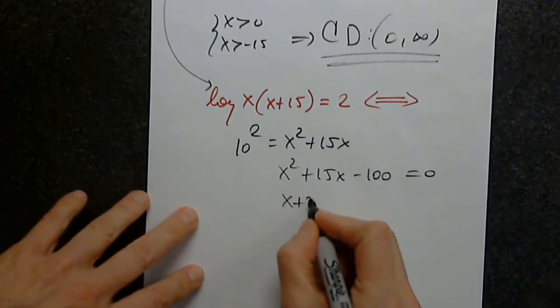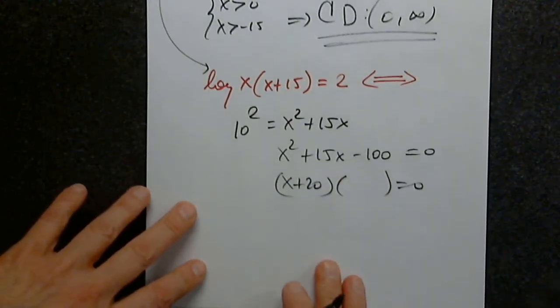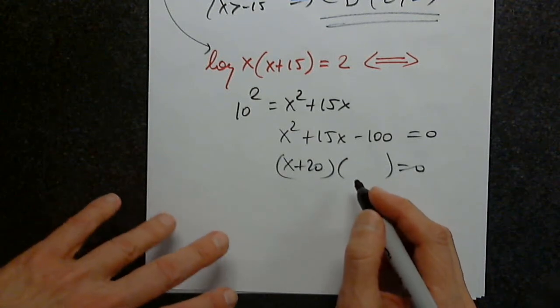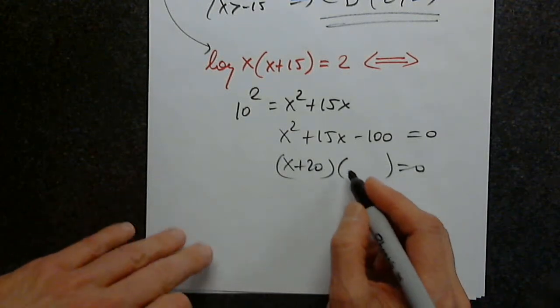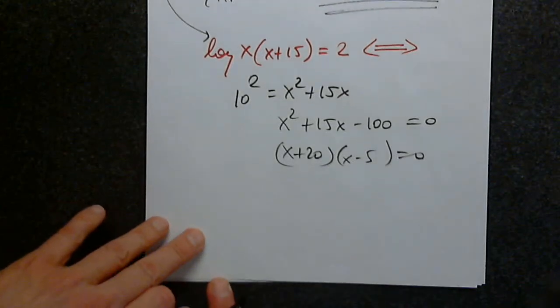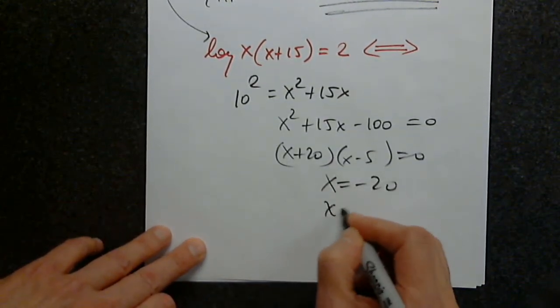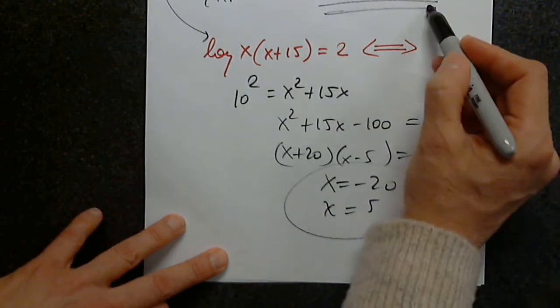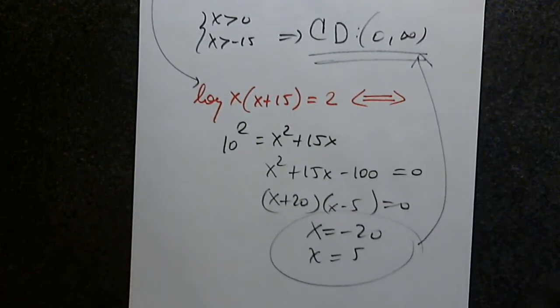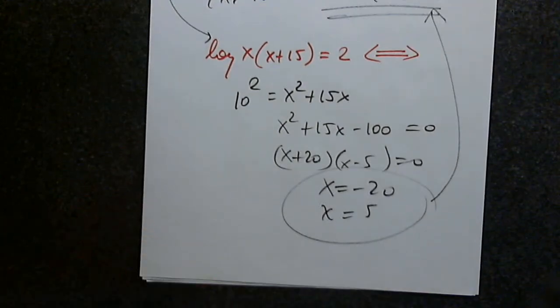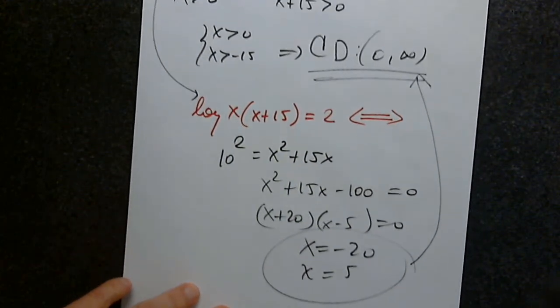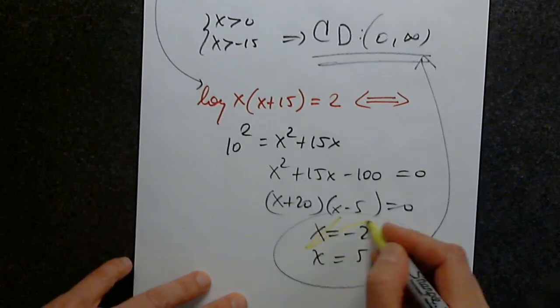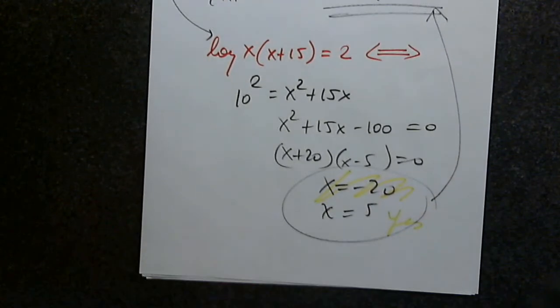Very good. So then we have x equals negative 20 and x equals 5. And I'll say, wait a minute, and draw a conclusion. And the conclusion is clearly what? They're both true. Really? Oh, negative 20. No, that one doesn't work. Very good.